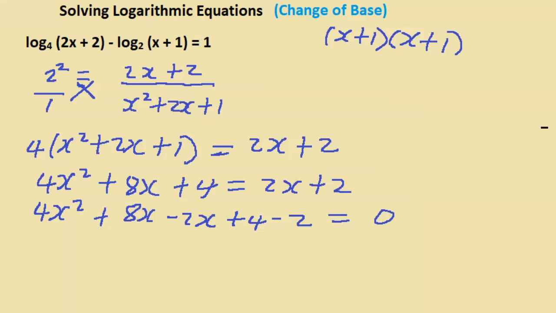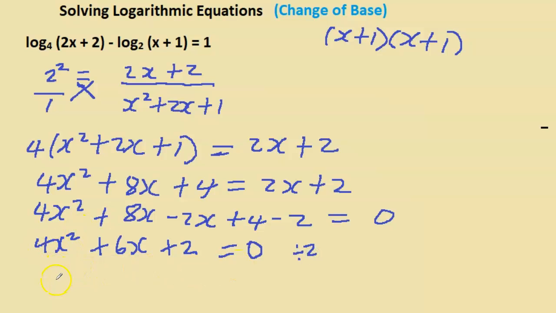So now we have 4x squared plus 6x plus 2 is equal to 0, right? So how do we solve this? Well, one thing we can do is divide each term by 2, just to make the quadratic simpler.